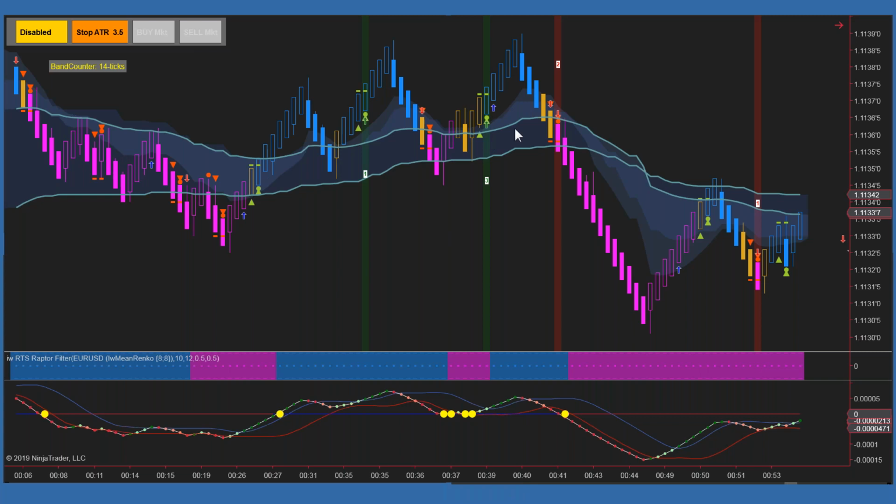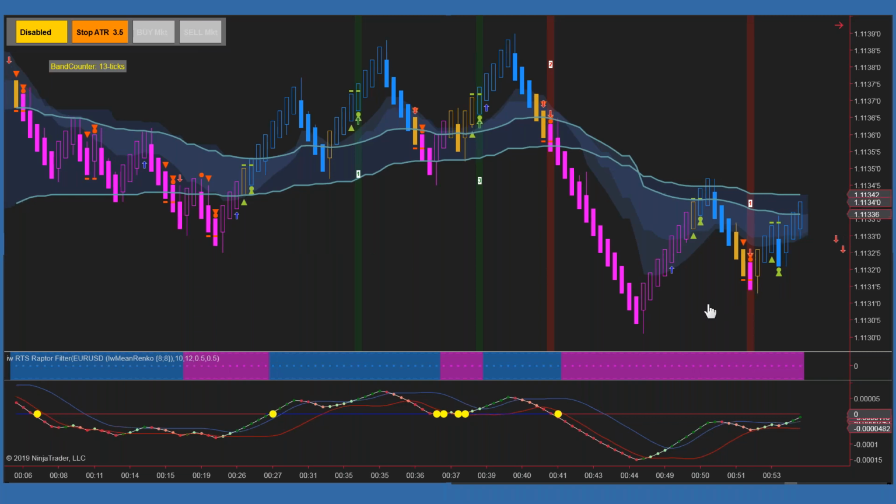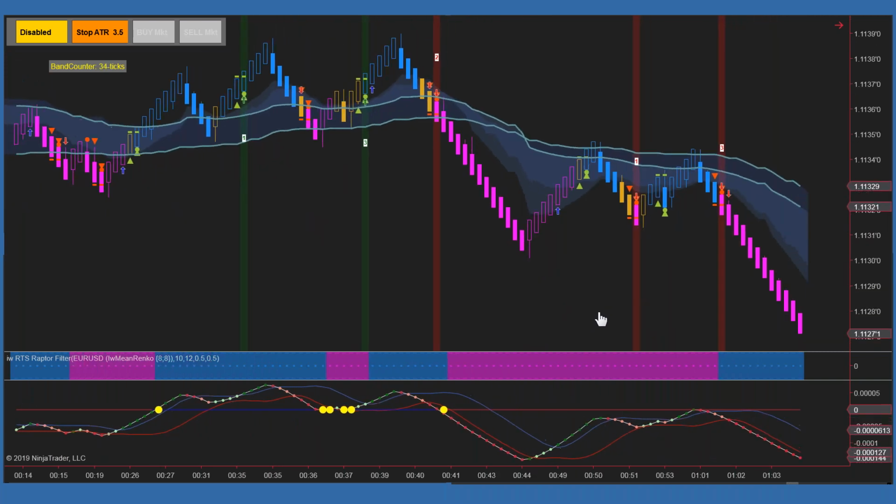Okay, let's start taking a look at the signals. Okay, here's a number 2 signal. I wouldn't be a big fan of that anyways. Here's a number 1 signal. Looks like it's okay, number 1 signal. Let's see what kind of follow through there would be on the number 1 signal. Okay, well that worked out really well. Brought us in a little bit of heat.